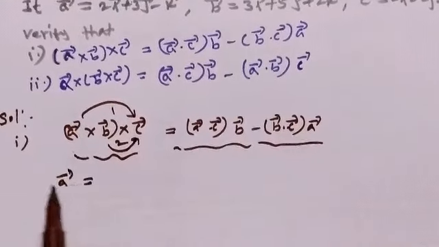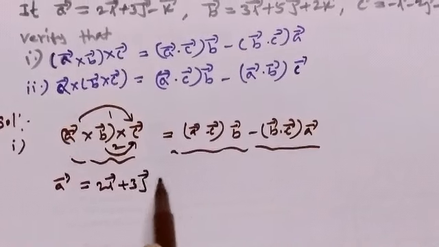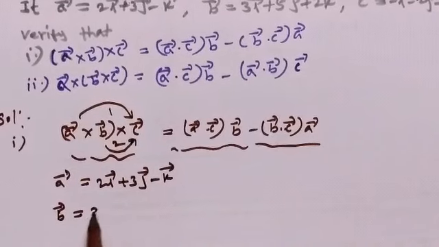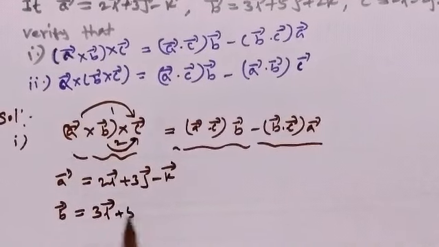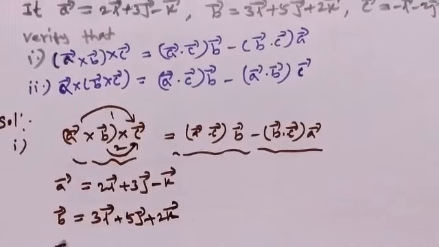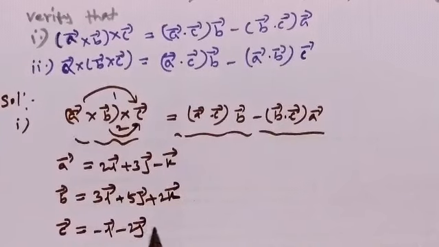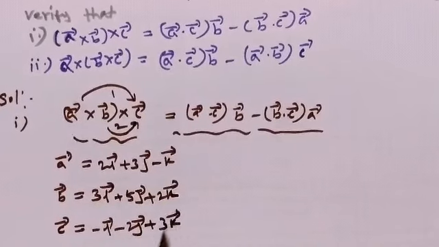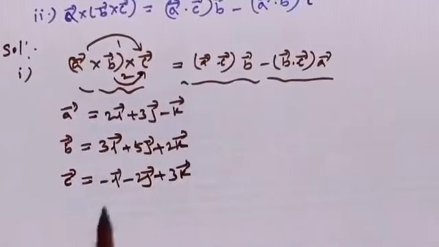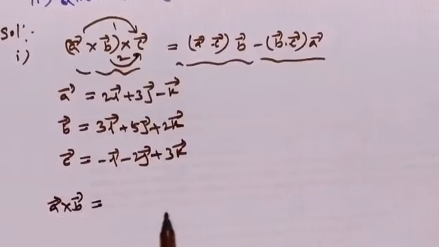So given vector A vector equal to 2i vector plus 3j vector minus k vector, B vector equal to 3i vector plus 5j vector plus 2k vector, C vector equal to minus i vector minus 2j vector plus 3k vector. Okay? So first what should we find? A cross B. Look inside the bracket: A cross B is there. So first we must find A cross B.